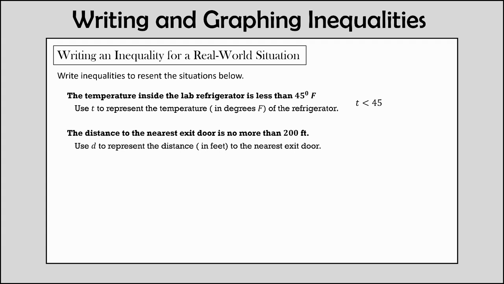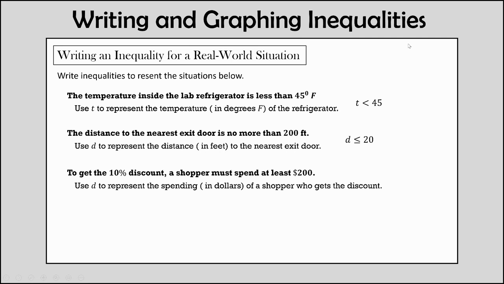Okay. Next one, the distance to the nearest exit door is no more than 200 feet. D is going to be the distance. So no more than 200 feet means that every distance has to be less than, that should be a 200, guys, sorry. Every distance, D, has to be less than or equal to 200 feet. Because no more than means it could be 200 feet, but it's got to be less than that. So it should be here, D is less than or equal to 200, not 20.